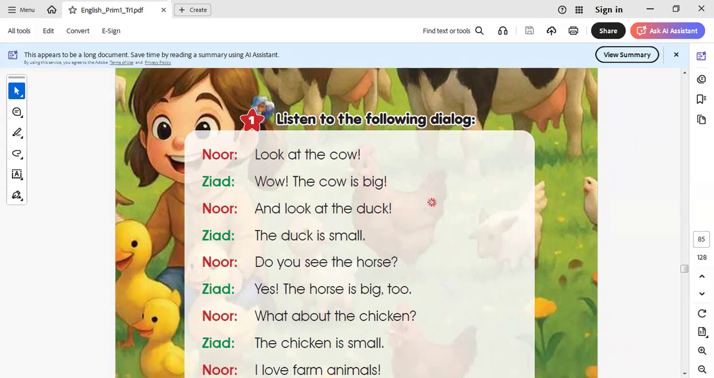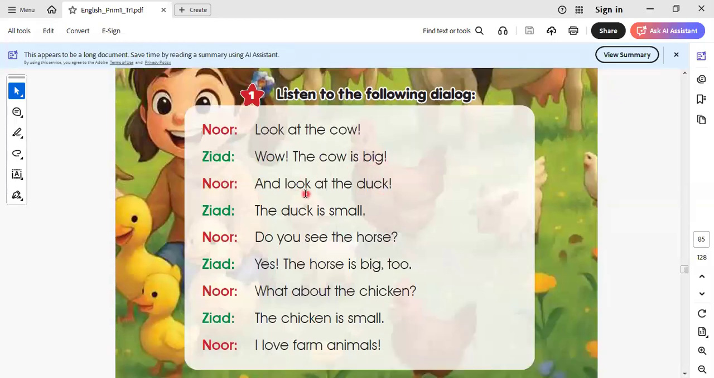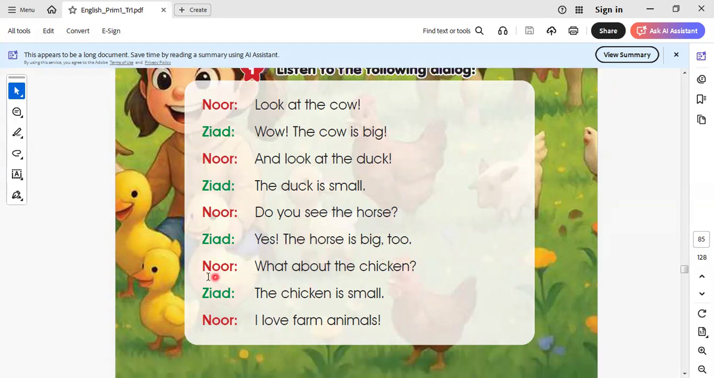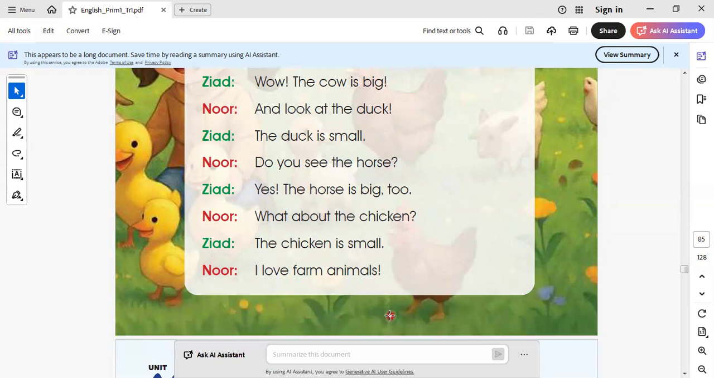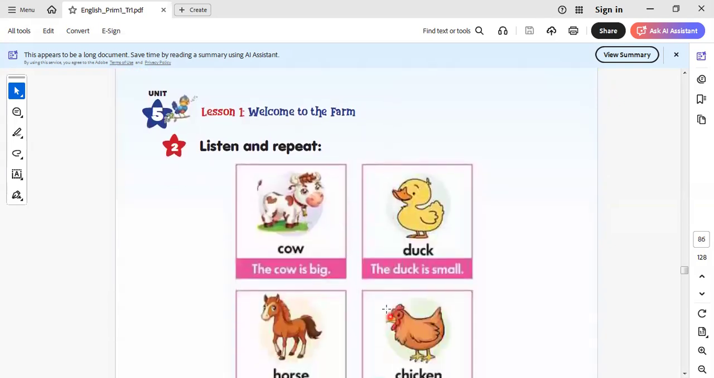Noor, look at the cow. So Noor is saying to Ziad, look at the cow. Ziad: Wow, the cow is big. And look at the dog. The dog is small. So here is the difference between the size or the weight of every animal. The cow is big and the dog is small. Noor: Do you see the horse? Ziad: Yes, the horse is big too. Noor: What about the chicken? The chicken is small. I love farm animals. Okay, let's learn more about these animals here.